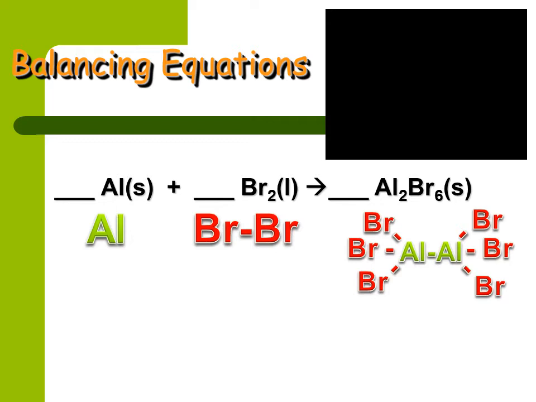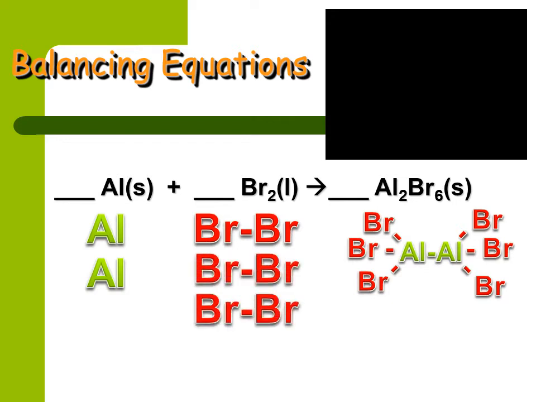So we have to account for that. So really what's going to happen is, you don't have 1 aluminum making 2 aluminums, right? So you have to start with 2 aluminums. And you can't have 2 bromines making 6 bromines. You have to start with 6 bromines. So how we balance equations is we account for this, and you don't have to draw it out every time.